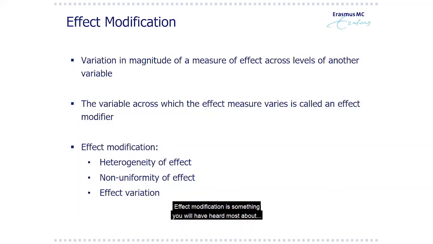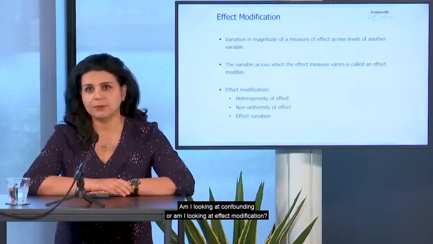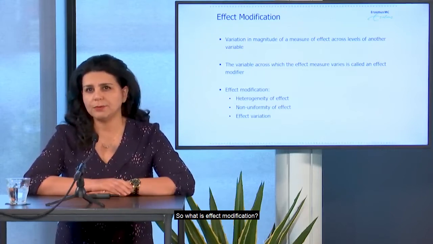Effect modification is something you have heard most about when it comes to the interpretation of confounding also. Lots of you think to yourselves, in your analysis, in the study design, in the data you're dealing with: am I looking at confounding or am I looking at effect modification? So what is effect modification?